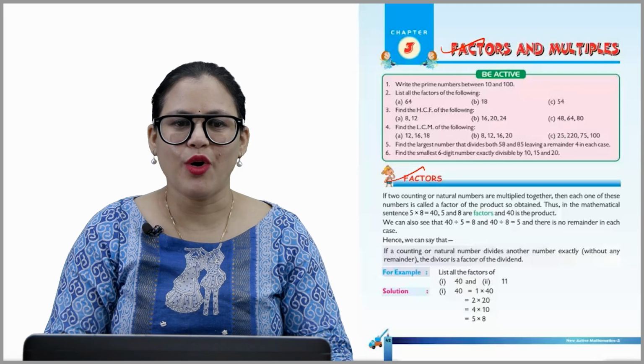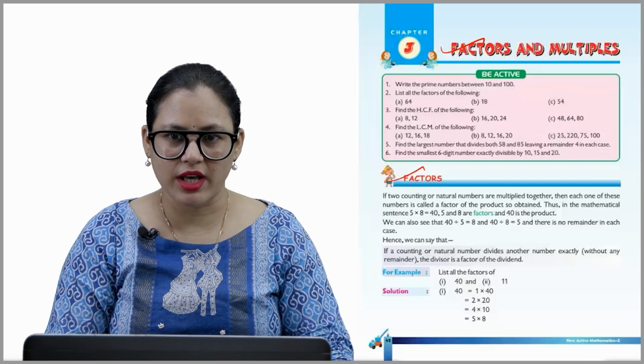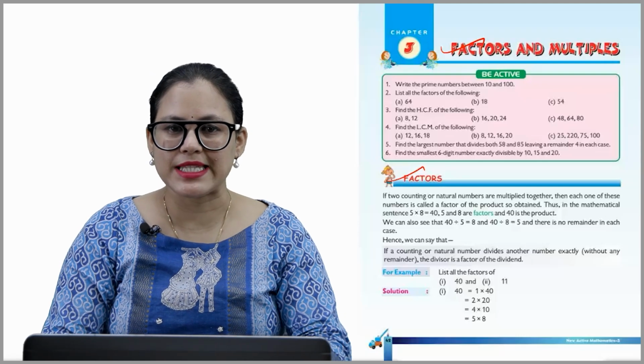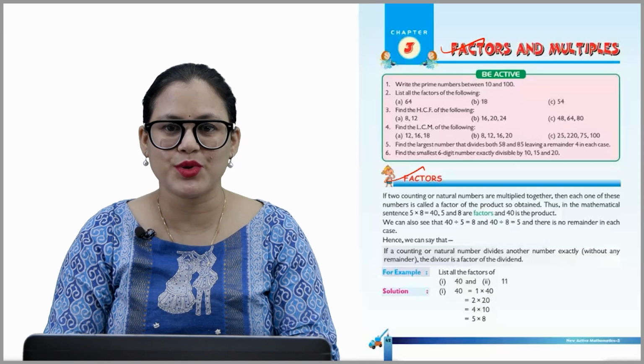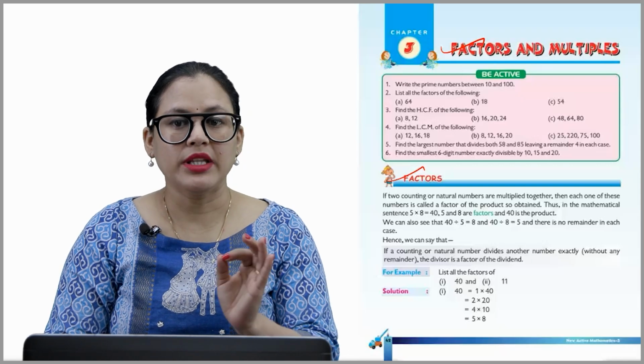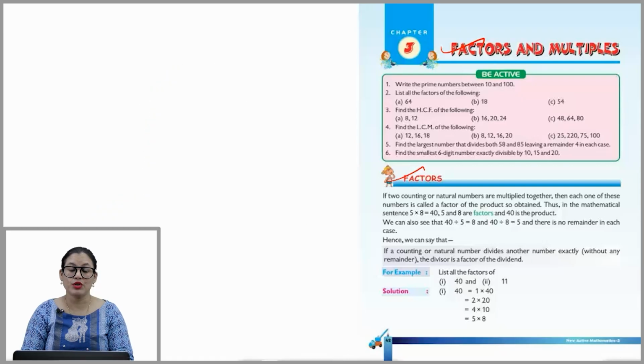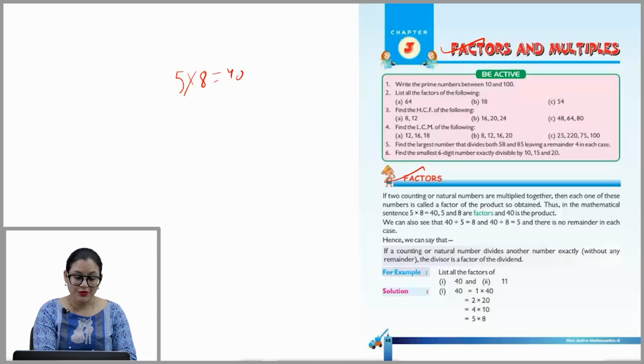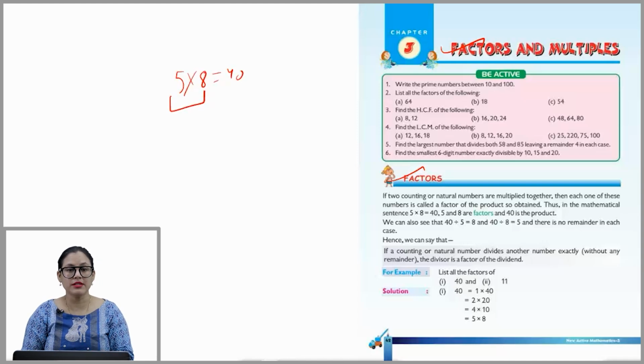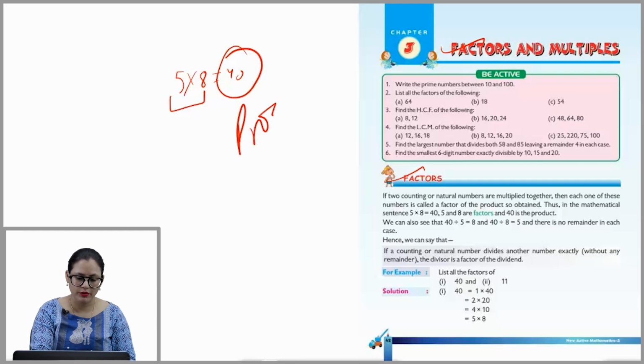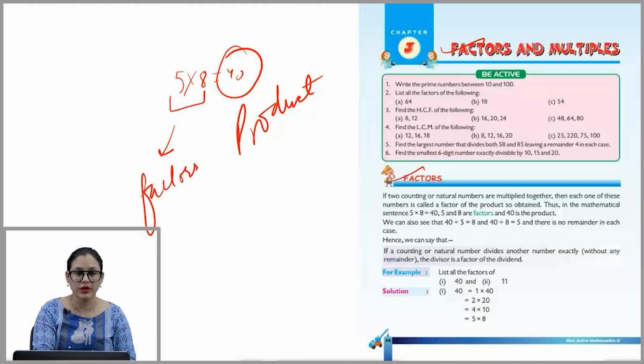If two counting or natural numbers are multiplied together, then each of these numbers is called a factor of the product so obtained. Thus, in the mathematical sentence 5 into 8 is equals to 40, 5 and 8 are factors and 40 is the product, which you already know. You have learned this in previous classes also. These are the factors.